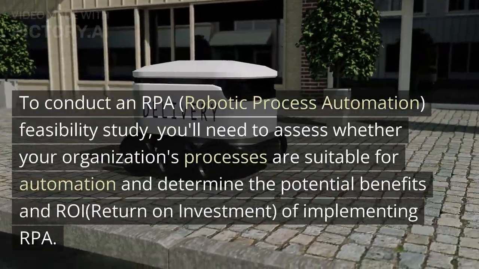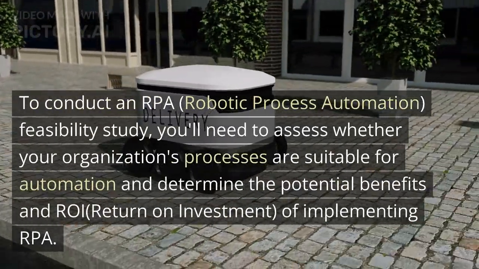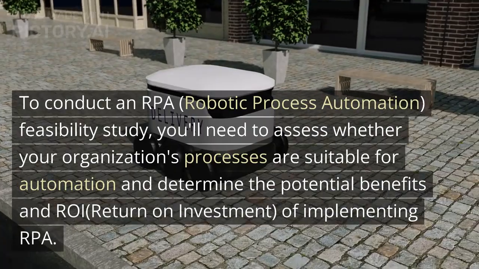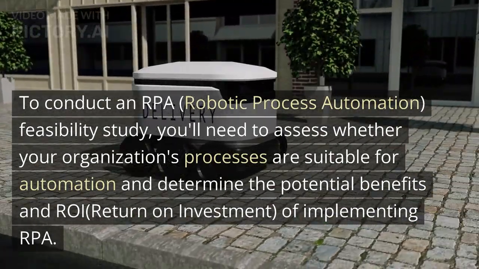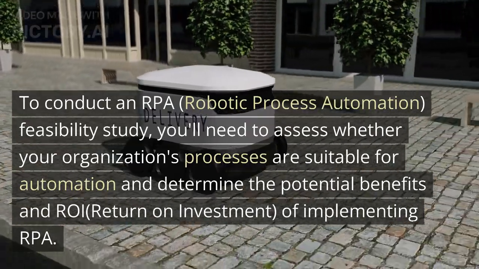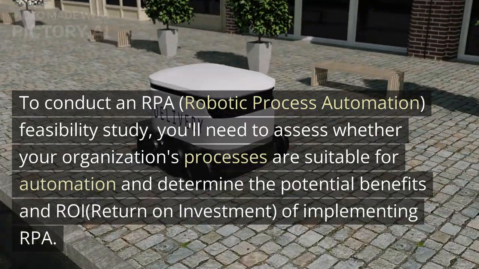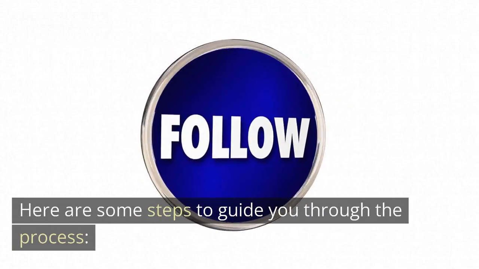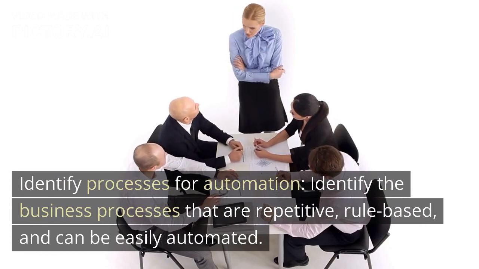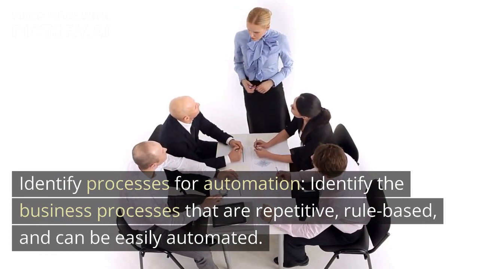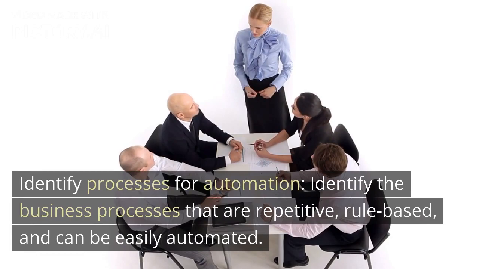To conduct an RPA, Robotic Process Automation, feasibility study, you'll need to assess whether your organization's processes are suitable for automation and determine the potential benefits and ROI, return on investment, of implementing RPA. Here are some steps to guide you through the process. Identify processes for automation. Identify the business processes that are repetitive, rule-based, and can be easily automated.